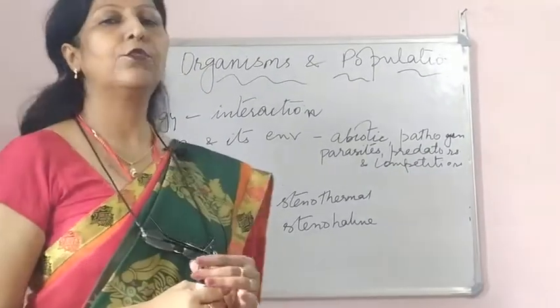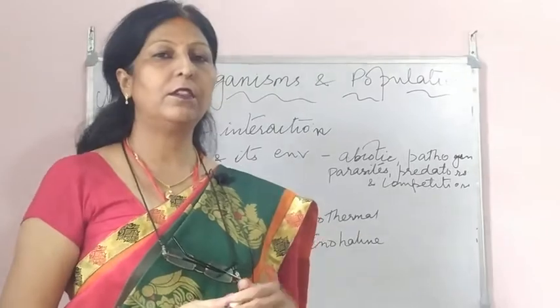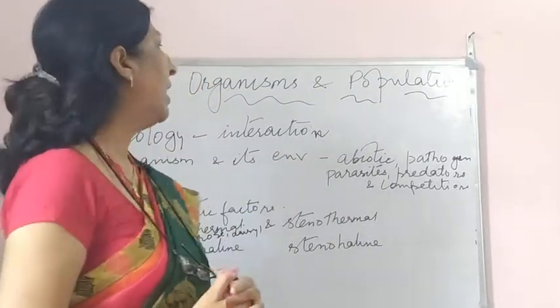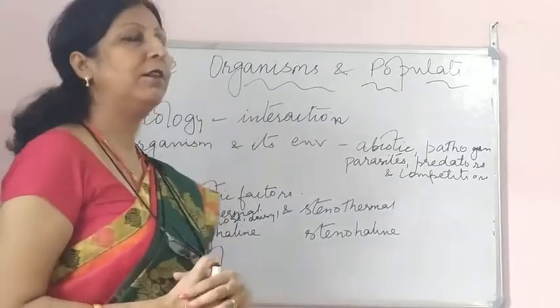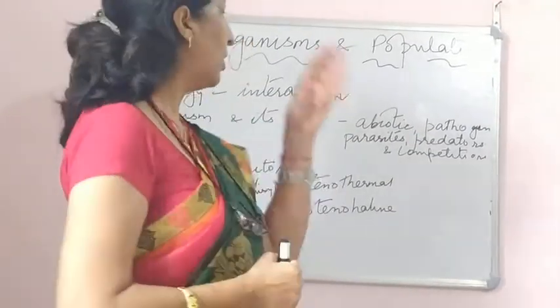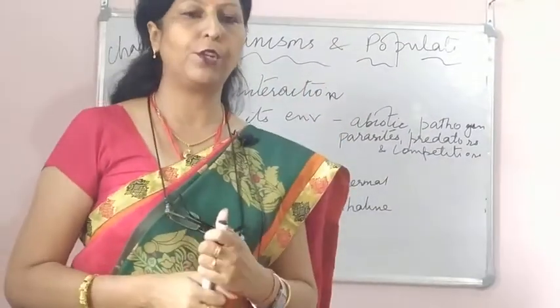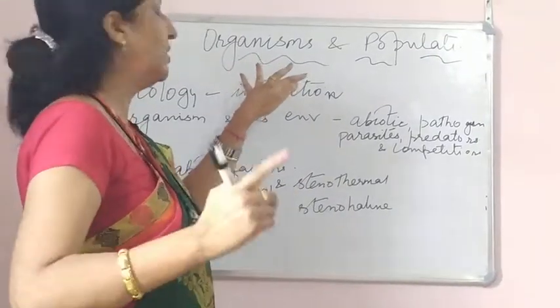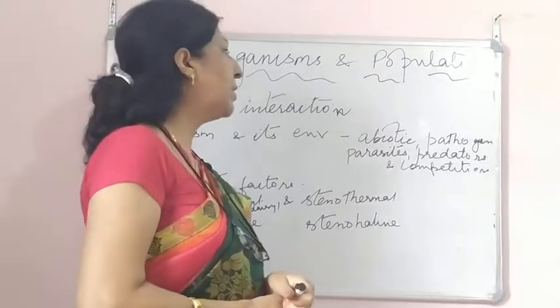Now children, today we are going to start with the last unit in biology, unit 5, that is ecology, and ecology chapter 13, the first chapter in the ecology unit, Organisms and Population. So today we are going to start with this particular chapter, Organisms and Population.